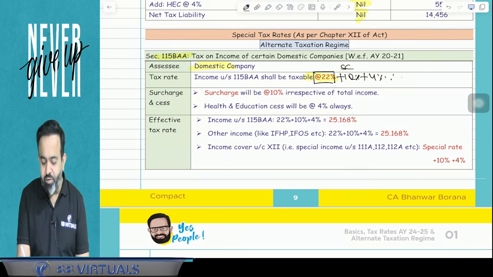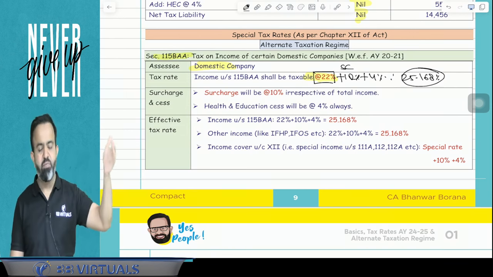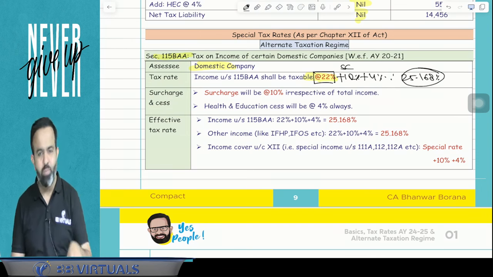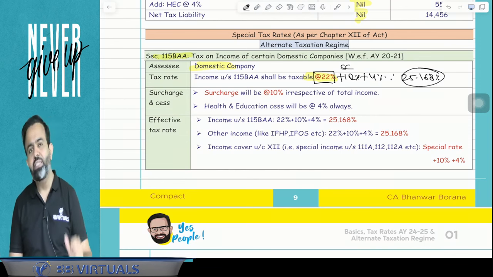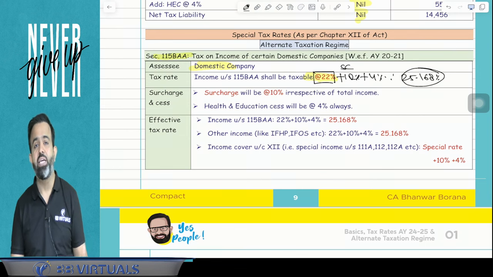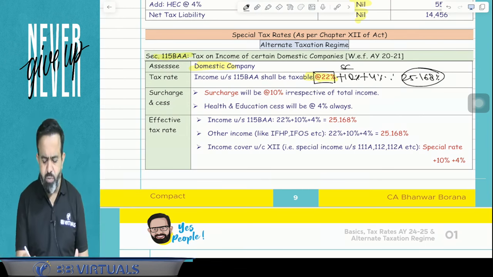So I can say that your effective tax rate will be 25.168%. So in case of a domestic company, if the domestic company opts for 115BAA, then your tax rate is 22% plus 10% surcharge plus 4% cess. Effective tax rate is 25.168%. But question is, sir, what about other income? Suppose that domestic company is having income from house property or other sources, that is also taxable at the rate of 22% only.